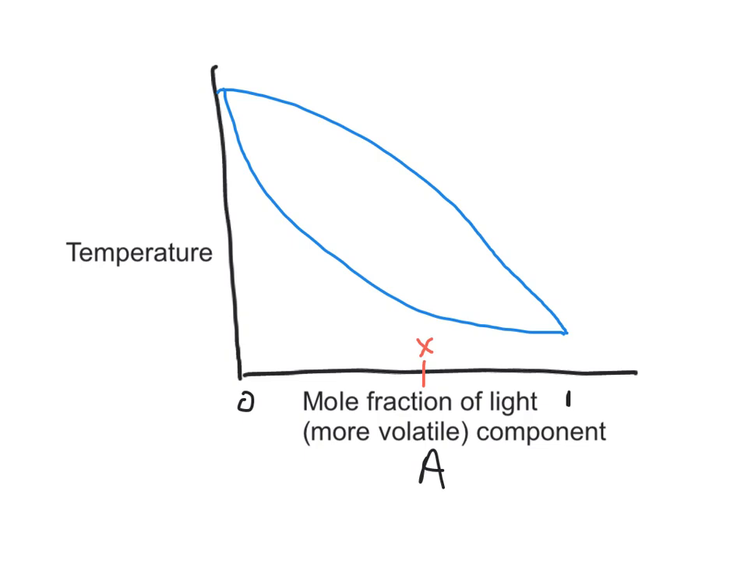Let's say we raise the temperature on this. Well, what's going to happen as we raise the temperature of this mixture? Eventually we're going to hit the saturated liquid line. At that point we have a saturated liquid right here. And as we raise the temperature higher and higher, we are in this mixture region. So we have a mixture of liquid and vapor in this region where we're raising the temperature.